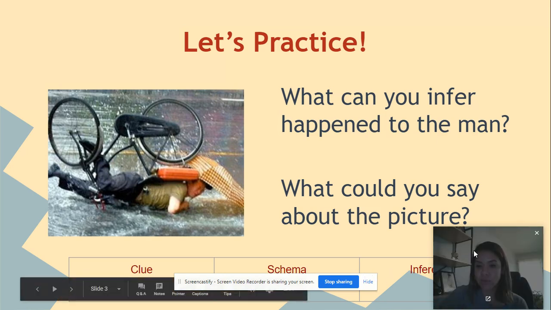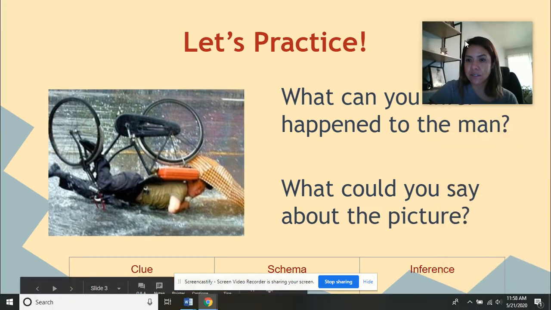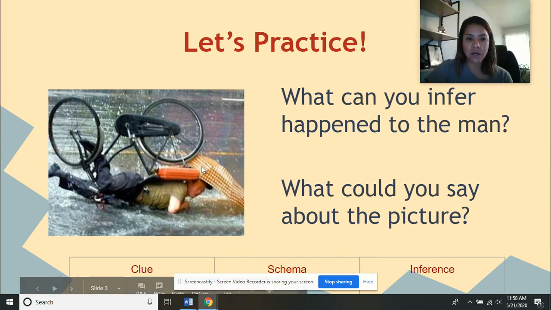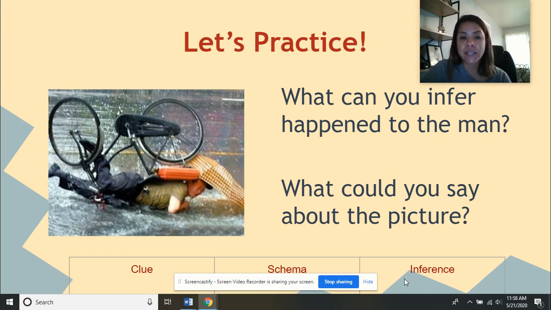So now this is where you go to your inference. So based on your clues, based on your own thinking, I can infer that what? You're right. I can infer that he probably fell riding his bike because it's raining outside. You just made an inference. Good job.